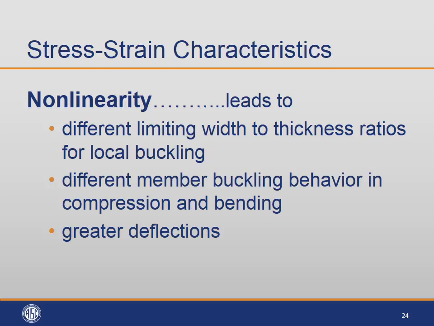How does the nonlinearity actually impact the behaviour of a structural member? Well, firstly, it leads to different limiting width to thickness ratios for local buckling. And it also affects member buckling behaviour, both in columns and for unrestrained beams. And finally, for beams that are loaded quite heavily, you would expect greater deflection.